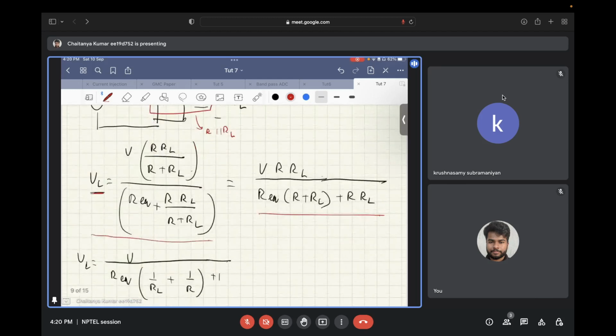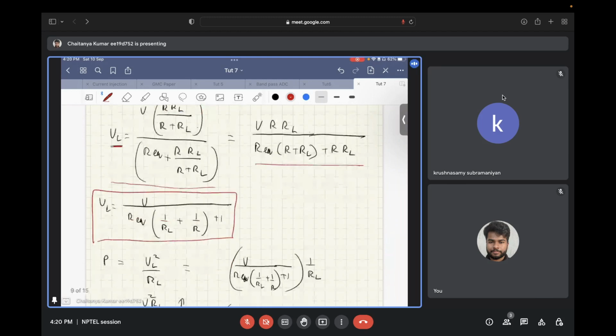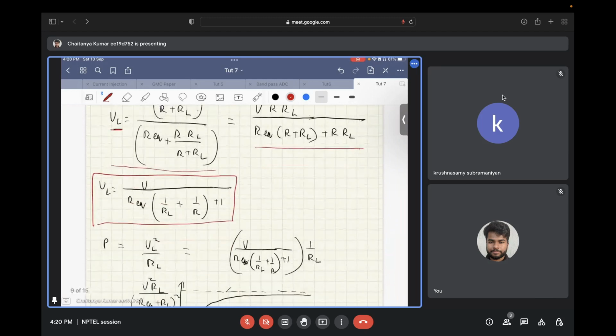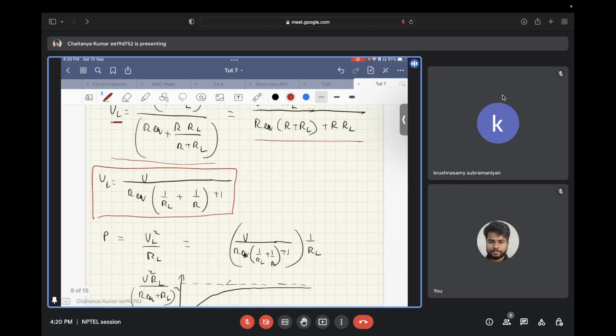That is V into R into RL divided by R equivalent into R plus RL plus R into RL. Now, if we try to simplify it, we get VL equal to V by R equivalent times 1 by RL plus 1 by R plus 1. And the power that will be delivered to the load in this case will be VL square by RL, so that will be equal to the voltage developed squared by RL.